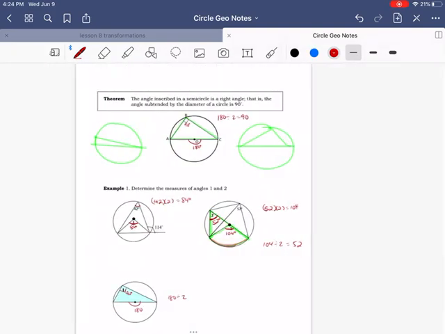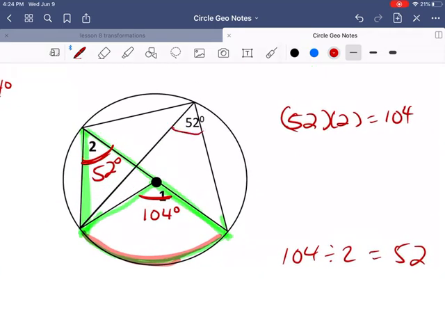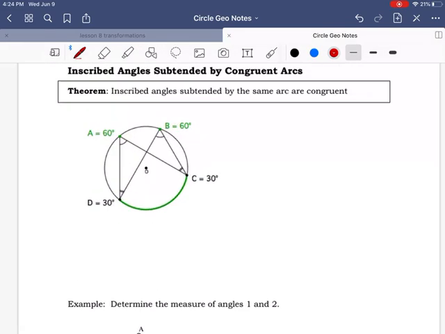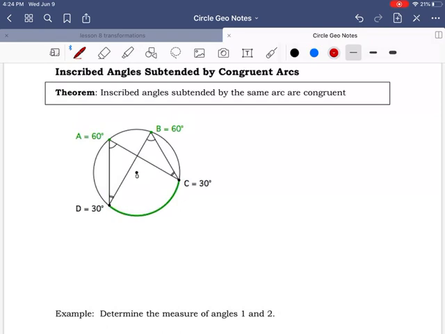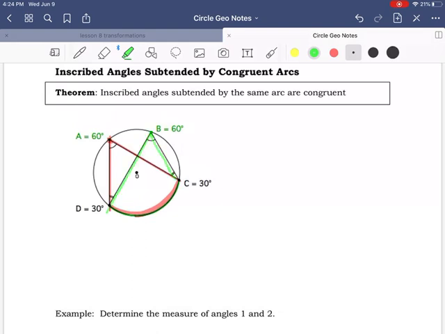Basically in this example, this was 52, but the other angle also equaled 52. That leads us to our next idea: inscribed angles subtended by the same arc are congruent. Another mouthful of words, but what does this mean? It means that if we have the same arc, there's one angle going to that arc, and we also have this angle going to the same arc. I should have done this in yellow here. I'm going to erase it so it looks a little nicer.